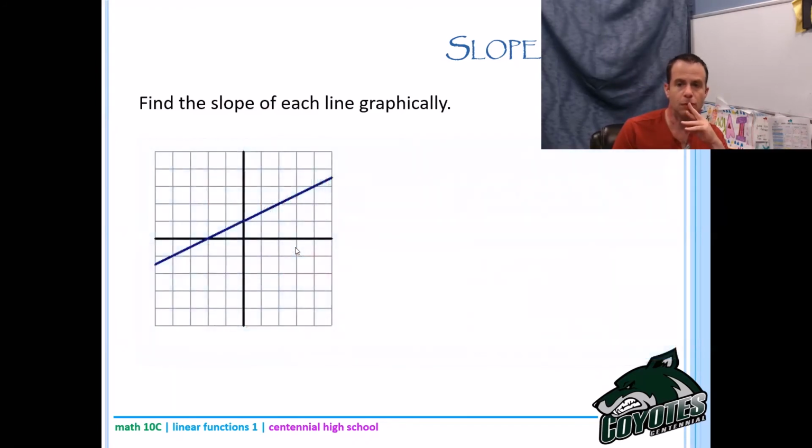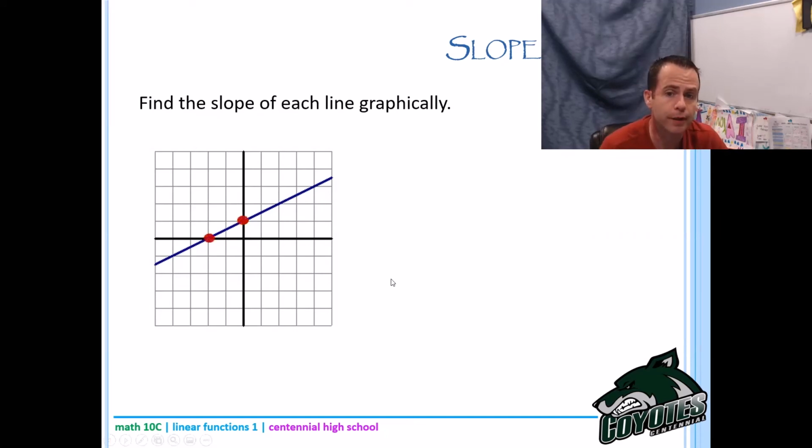Okay. All right. So find the slope of each line graphically. Well, part of me would just like you to be comfortable before we even find it to say your answer does have to be positive here, because when you look at this line, reading from left to right, this line is going up, and that would be a positive slope.